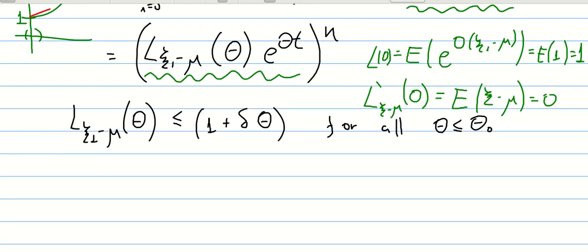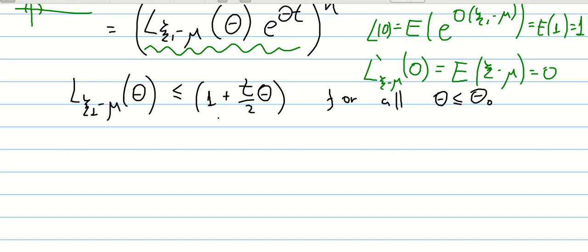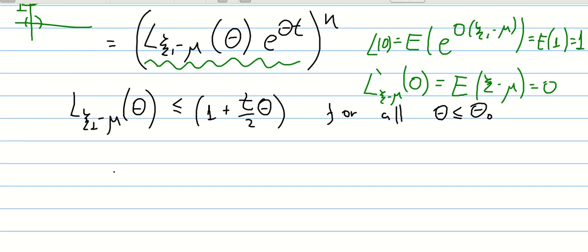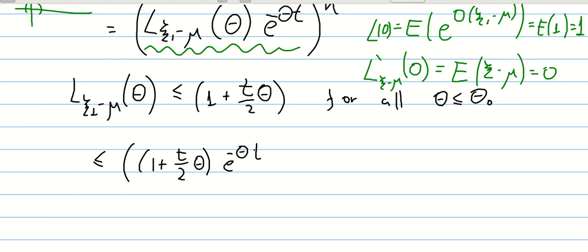So what delta are we going to choose? Just believe me, a nice definition to put here is t over 2. So now we get something, and we can continue our bound. This is smaller or equal than 1 plus t over 2 theta. And the exponential of minus theta t, sorry, we forgot the minus here, we're going to keep it.